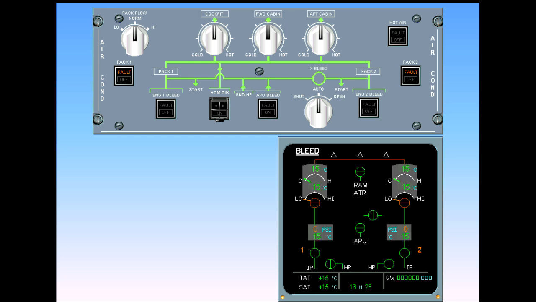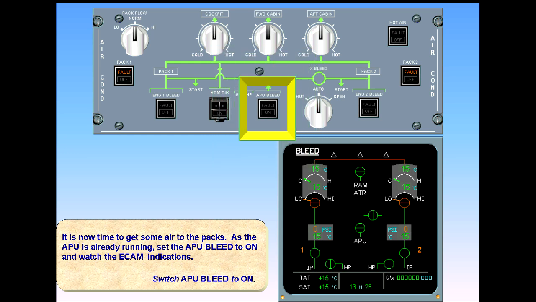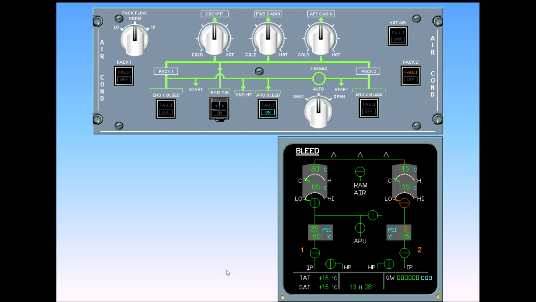It is now time to get some air to the packs. As the APU is already running, set the APU bleed to on and watch the ECAM indications. Switch APU bleed to on. Notice the APU valve indication has changed to inline green. The crossbleed valve has automatically opened. Notice the crossbleed switch is in the auto position. Both feed lines to the packs have been connected.